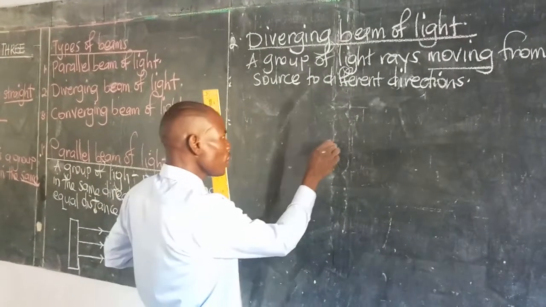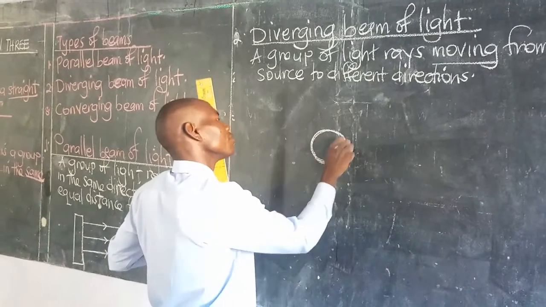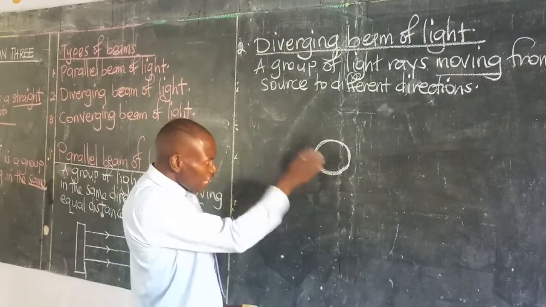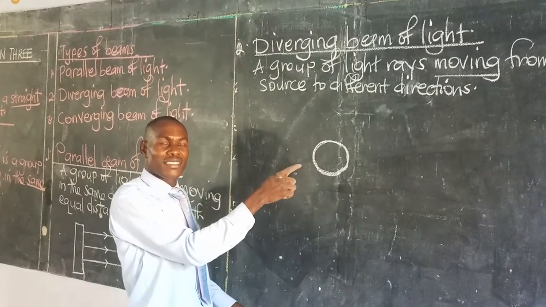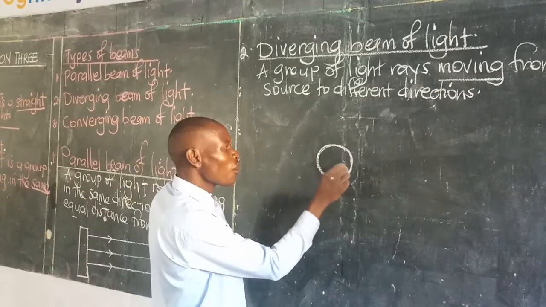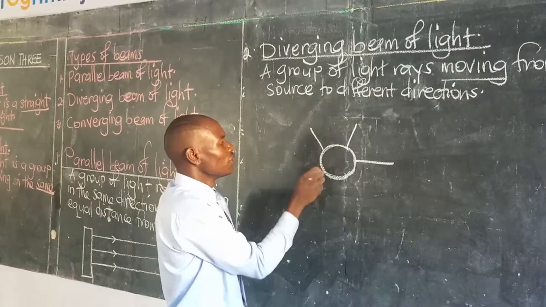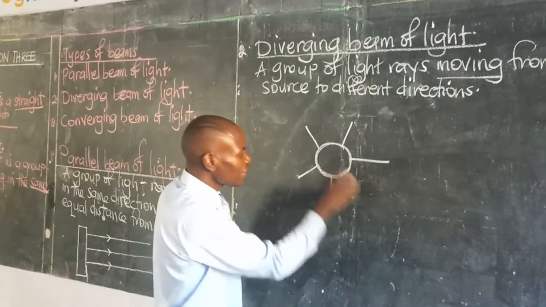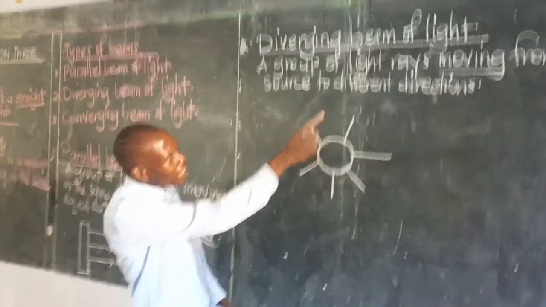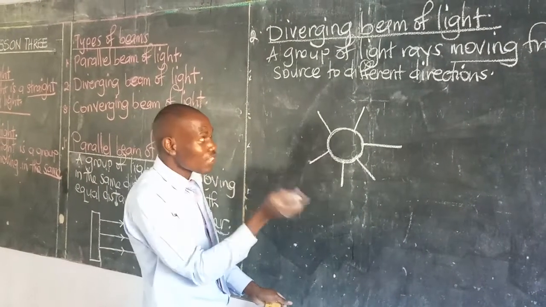For example, let us study this illustration carefully. I am going to draw here the diagram of the sun. Now, if the sun produces light, the rays of light from the sun will spread to different directions from the sun. That's why we see a group of light rays moving from the source to different directions.